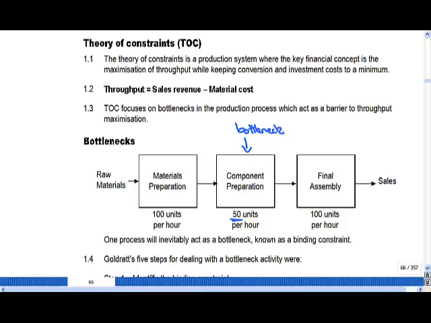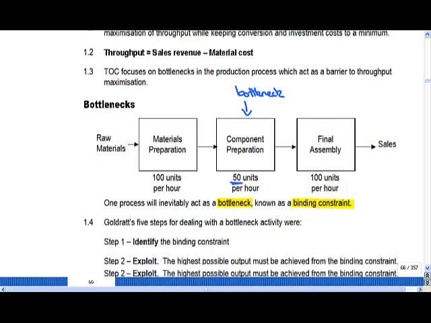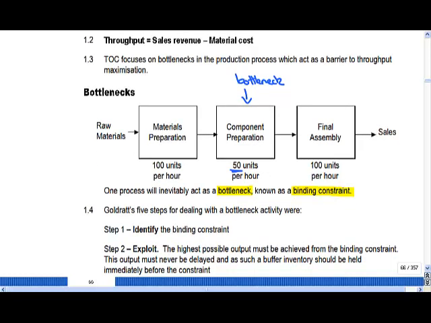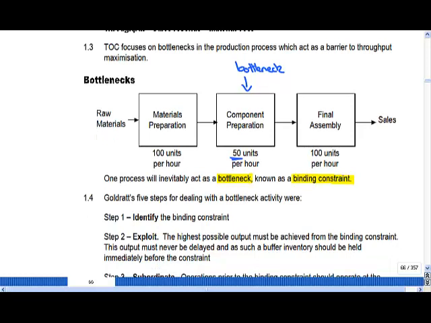Now you can see that is our bottleneck. You might see it referred to as a binding constraint. Now we've got a process here in your notes to deal with your bottleneck. Basically we need to identify what it is, and we then need to exploit it. In other words, we want to get the highest possible output from our bottleneck. If that can make 50 units an hour, it's got to go at 50 units an hour. Any less and it's really slowing down our production.